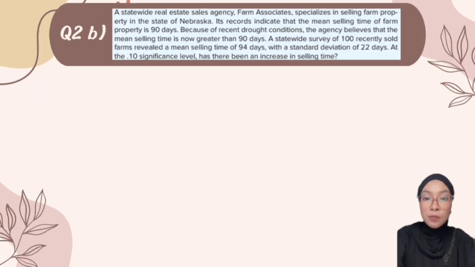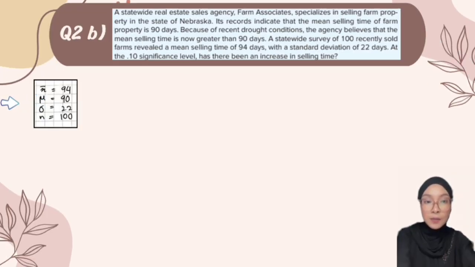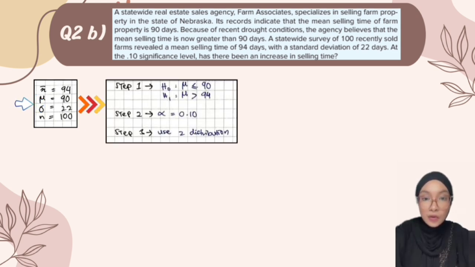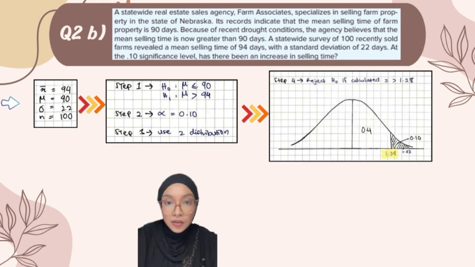Then for question 2b, first of all, we have to state x bar which is 94, mu 90, sigma 22 and n 100. For the first step, H0: mu is less than or equal to 90. H1: mu is greater than 90. The next step, we have to select the level of significance. The level of significance that we get is 0.10 as stated in the problem. Step 3, we use the Z distribution since sigma is known. For step 4, reject H0 if calculated Z is greater than 1.28.